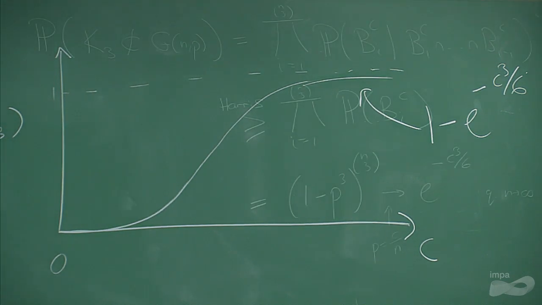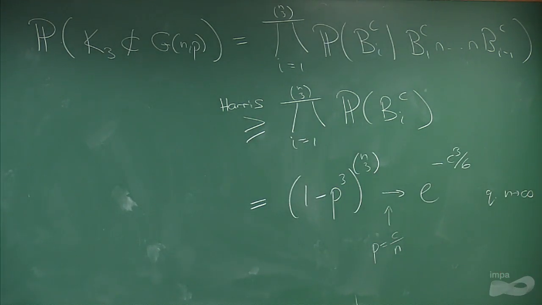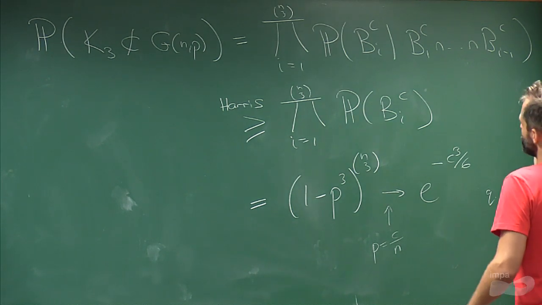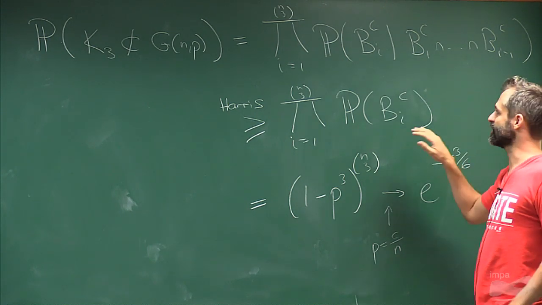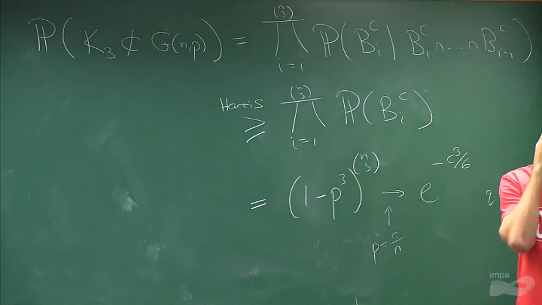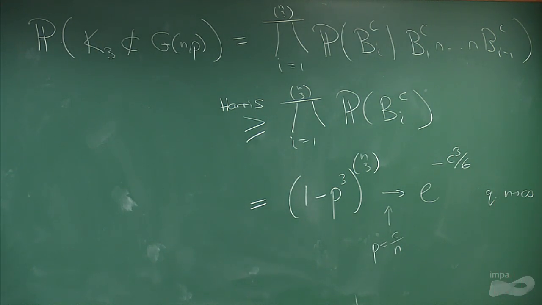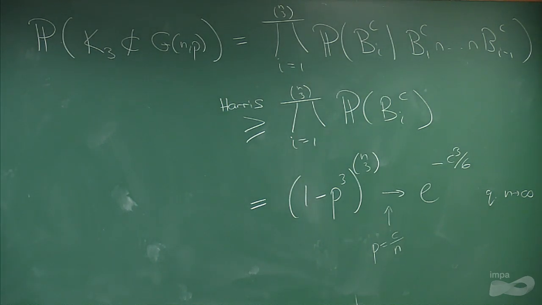To prove it, what do we need to show? We need to show that these events are sufficiently close to independent that this is a good approximation. An extremely useful tool for doing this is called Janson's inequality. So let me state and then prove Janson's inequality.